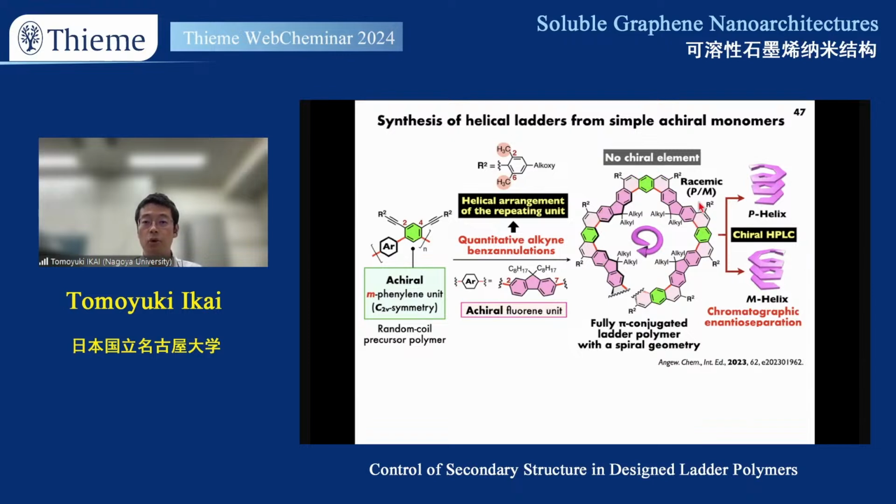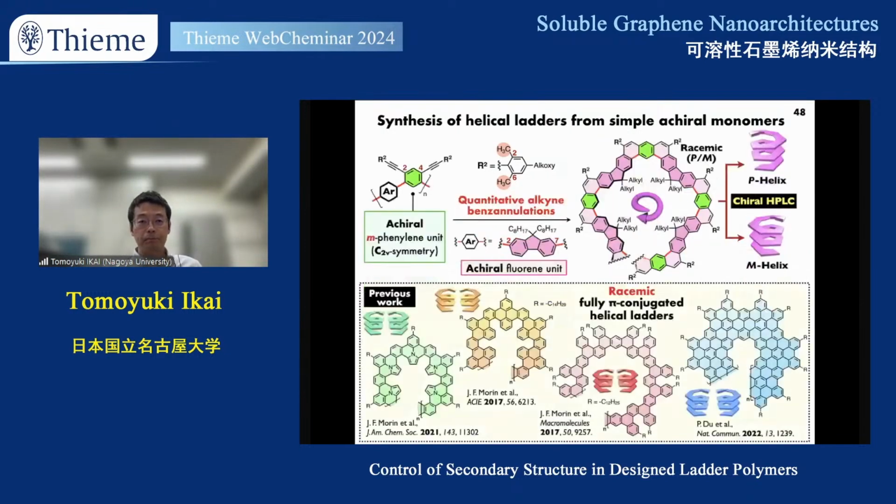The resulting polymer has no chiral element, so the polymer would exist in a racemic state containing an equal mixture of right- and left-handed helical structures. So we investigated the resolution of the helices using chiral HPLC. So far, several examples of fully conjugated helical ladder polymers have been reported by Morin and Du, but all of them exist as racemic mixtures. So there are no reports of optically active fully pi-conjugated helical ladder polymers.